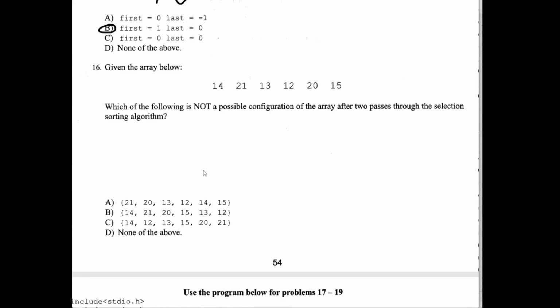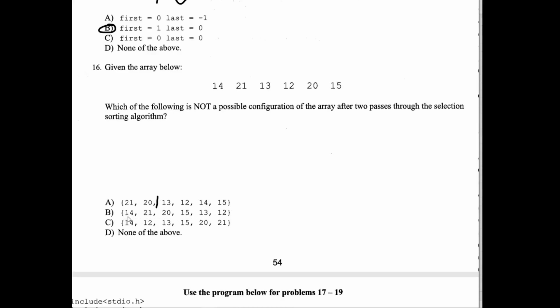Moving on to question 16, given the array below, which of the following is not a possible configuration of the array after 2 passes through the selection sorting algorithm? So we know that there's 2 passes and that there will be 2 items in the sorted list after those 2 passes. In the first one, we see that it starts off with 20 and 21, which are the 2 largest numbers in the array, and it ends with 14 and 15, which are not the smallest items in the array. So we can assume that these first 2 are the sorted list, and that the rest are not in the sorted list. And that this particular implementation of the selection sort algorithm is starting with the largest number first and going largest to smallest.